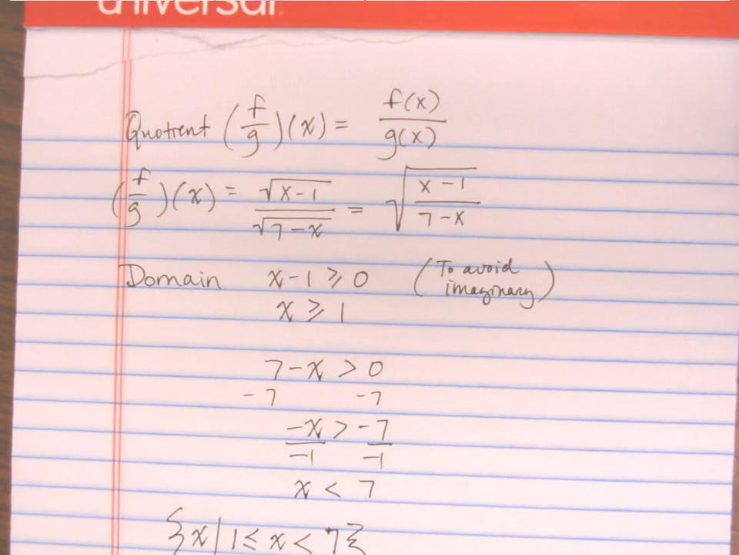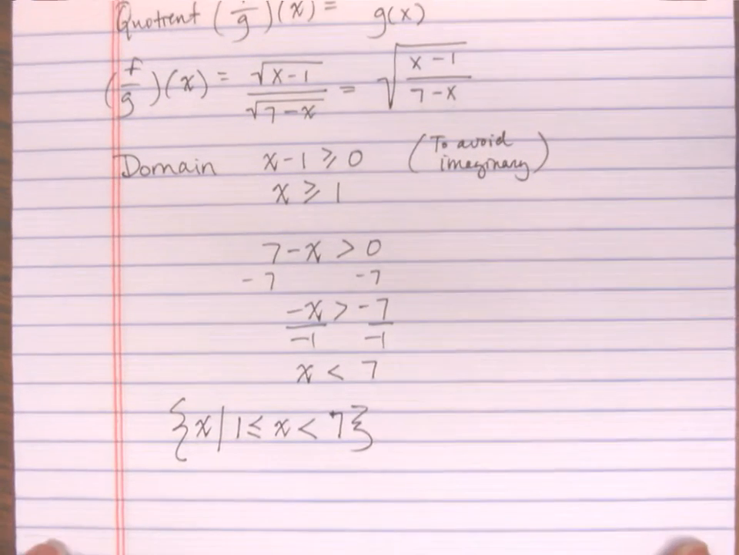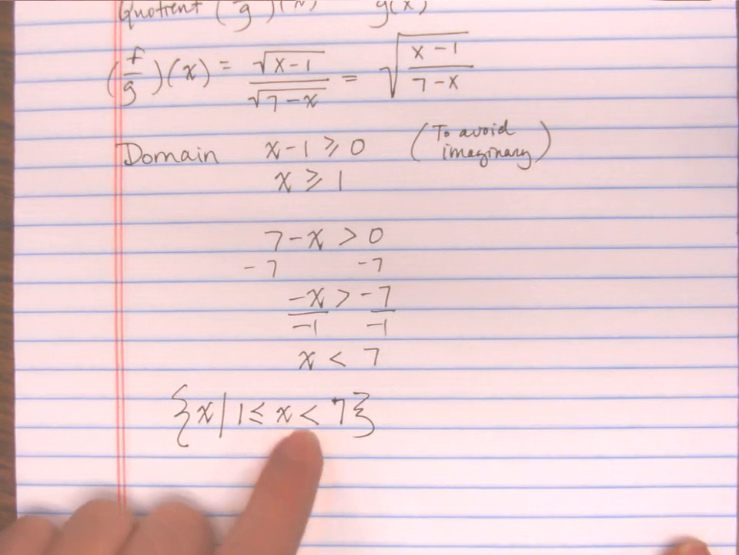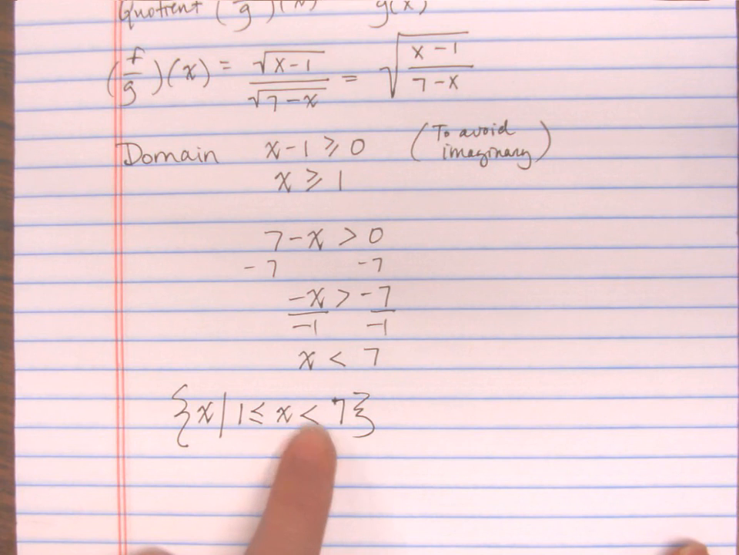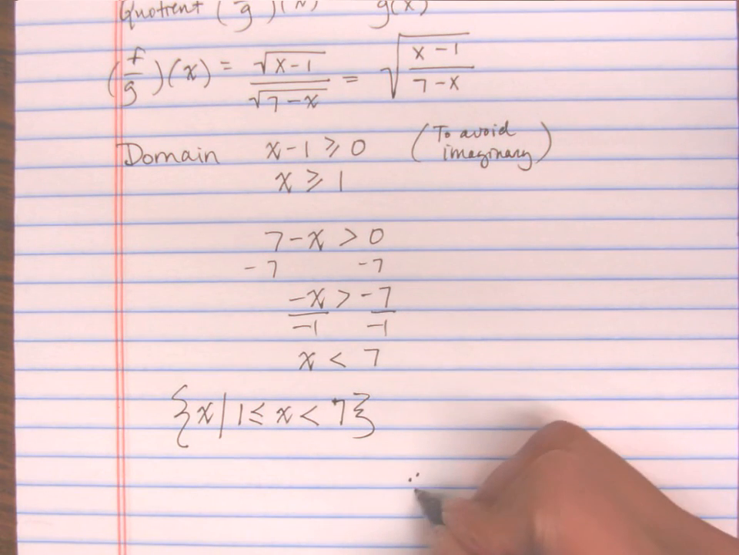Okay, so both of my domain restrictions are still part of my new domain. I just have a little bit of change here because I have to account for the denominator not being 0. And we're done.